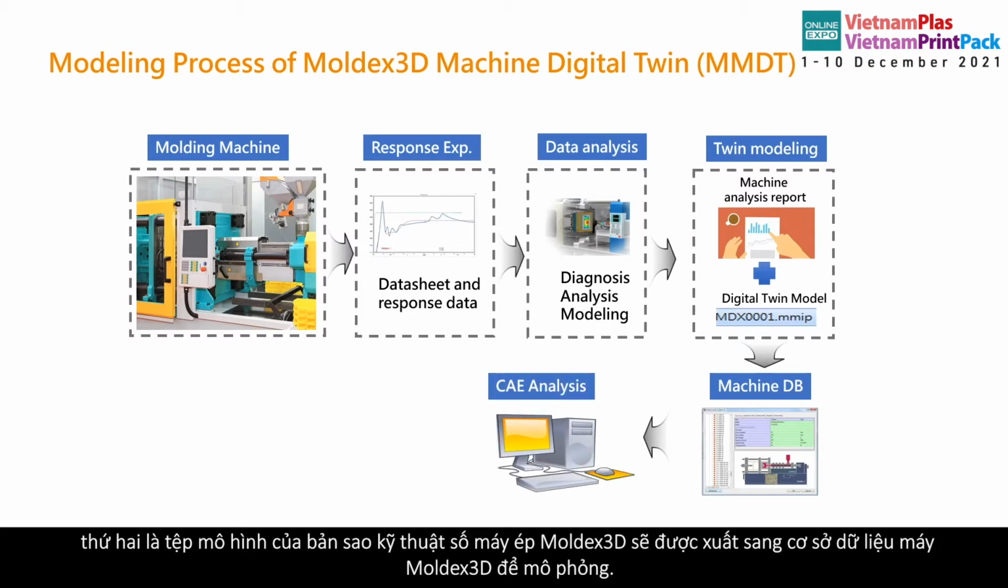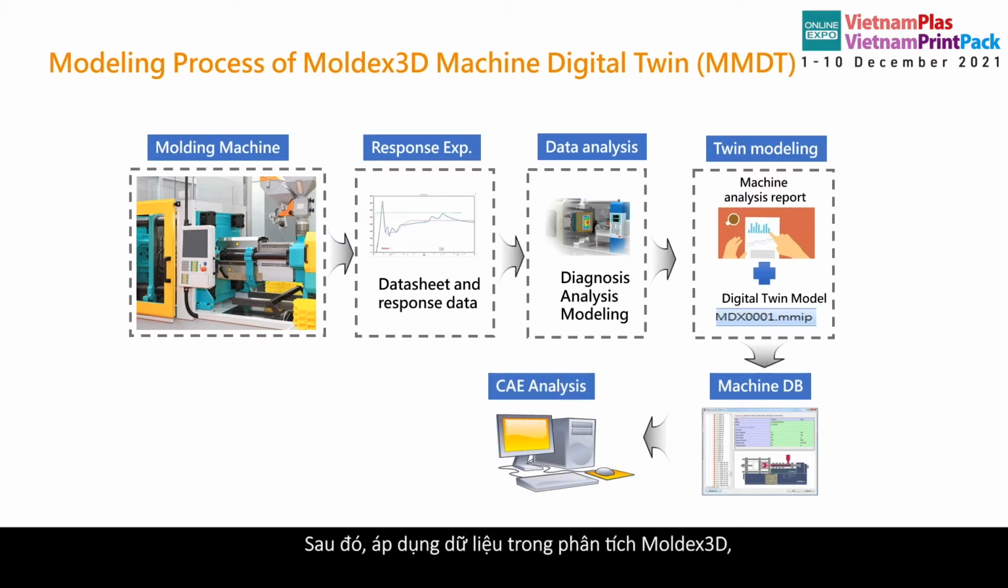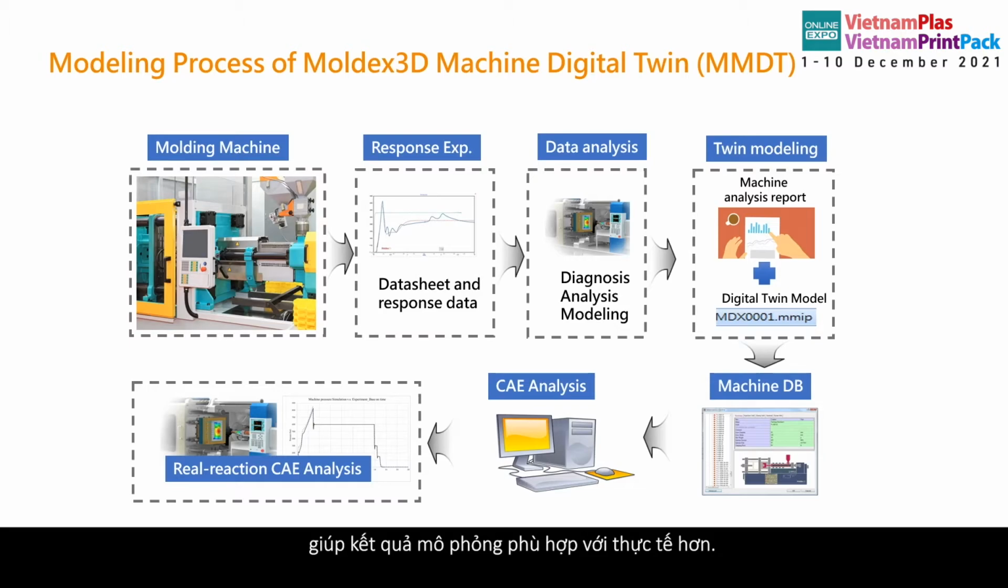And then, applying the data in Model 3D analysis, the Model 3 solver will run the simulation automatically according to the actual machine response data, making the simulation result more consistent with the real shot.